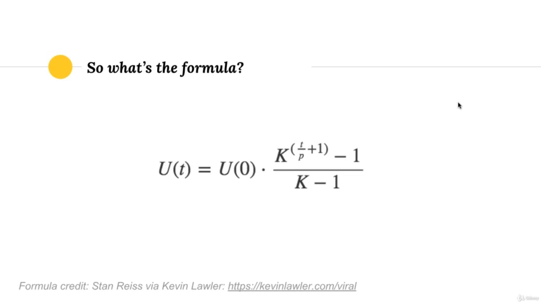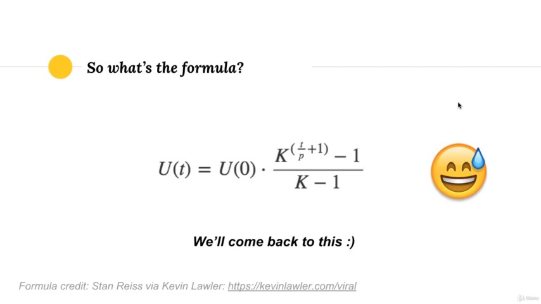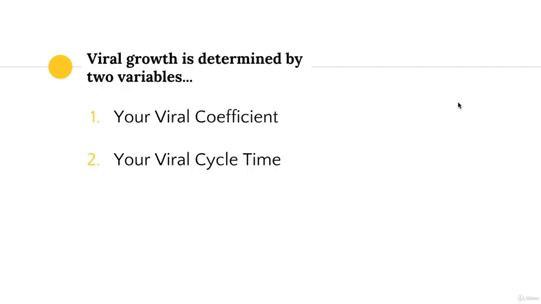So what's the formula? There it is. That's the formula. But we'll come back to this. Don't be scared. It's not that bad. Viral growth is determined by two variables. The first is your viral coefficient, and the second is your viral cycle time.